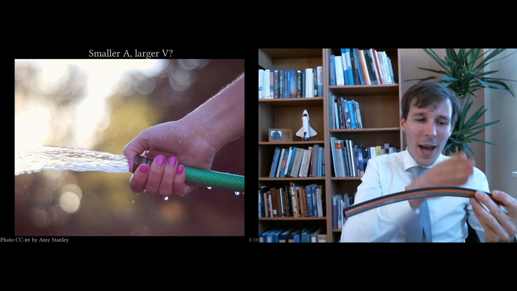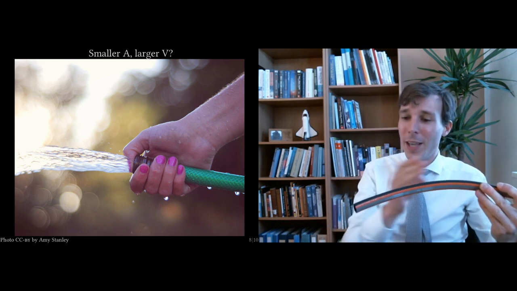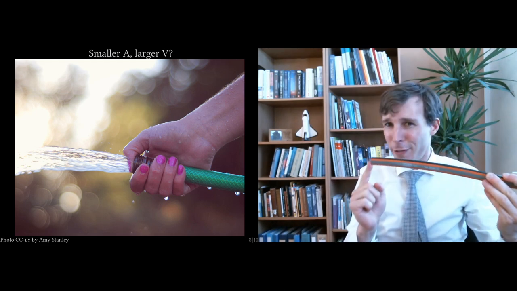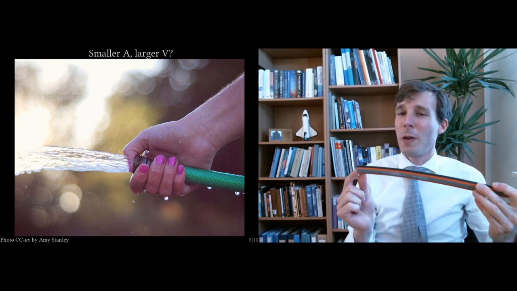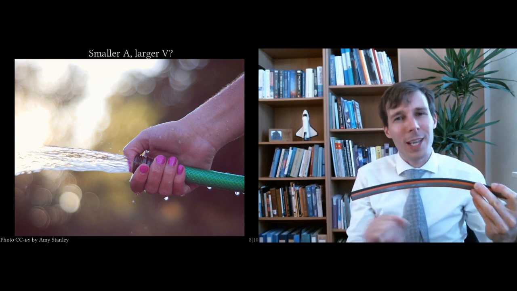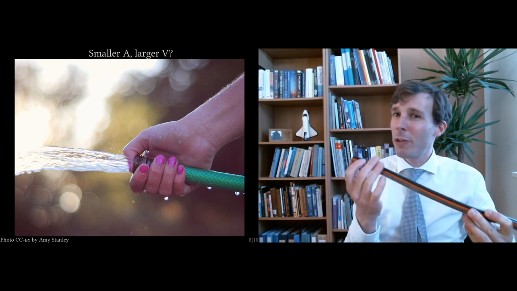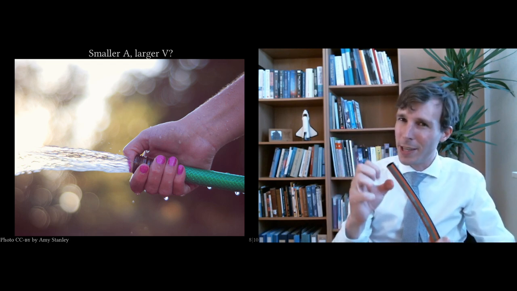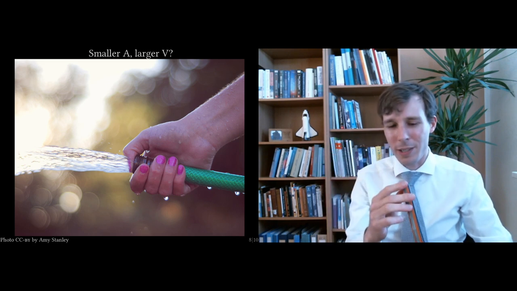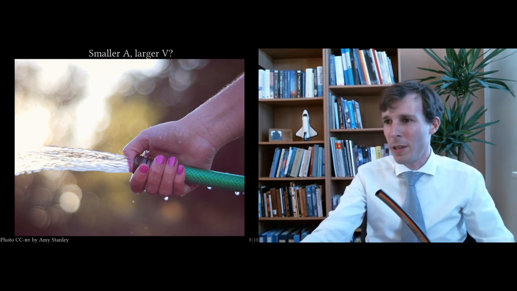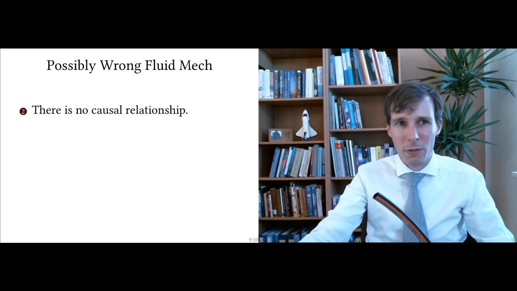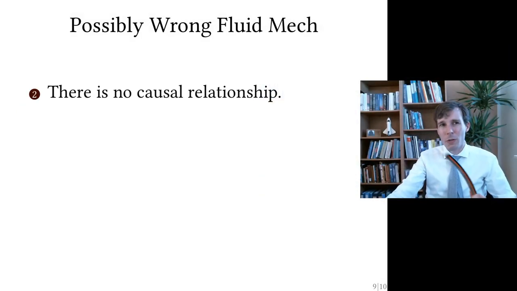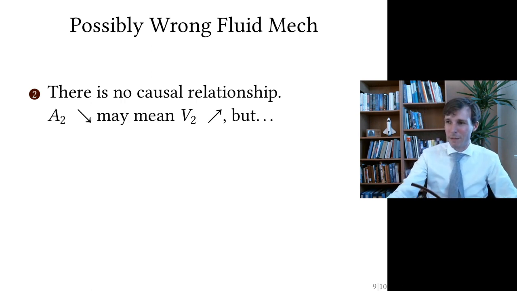So the mass flow at this section of the pipe is still equal to the mass flow at that section of the pipe. But the total mass flow is not the same as before. So you have to be careful with how you manipulate this equation where you say, I decrease the area, therefore I increase the velocity. It's not always true. So let's look at the mathematical side of this. There is no causal relationship. Just because you have increased the area doesn't mean that you have decreased the velocity and vice versa.